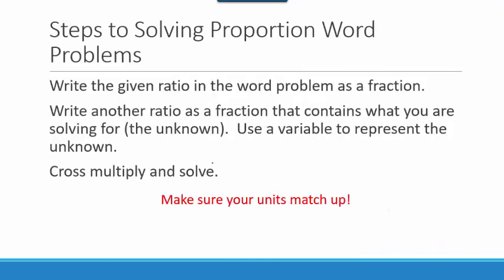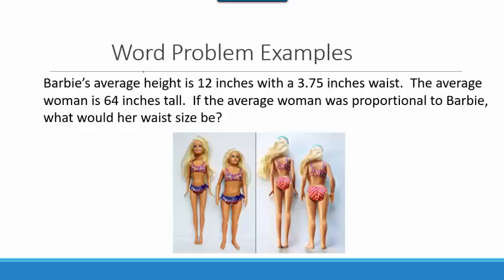When you're solving a proportion word problem, you do want to make sure that you write the first part of the proportion as your first fraction. You want to write the other ratio as a fraction that contains what you're solving for. So you can use a variable. Most people use x or n. And then we're going to use cross multiplication to solve. The one big thing you want to pay attention to is to make sure that your units match up. And you'll see what I mean in a minute.